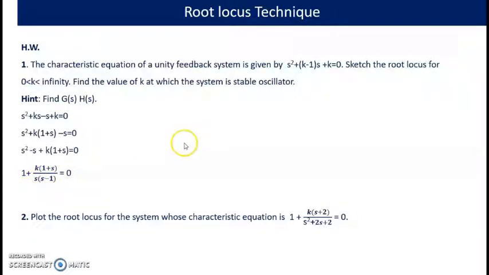Likewise complete the problem. Another one is plot the root locus for the system whose characteristic equation is 1 plus k into (s plus 2) divided by (s square plus 2s plus 2) is equal to 0. In this problem, G(s)H(s) is equal to k into (s plus 2) divided by (s square plus 2s plus 2). Do this problem also.